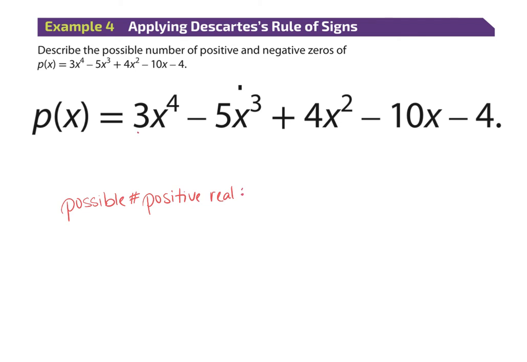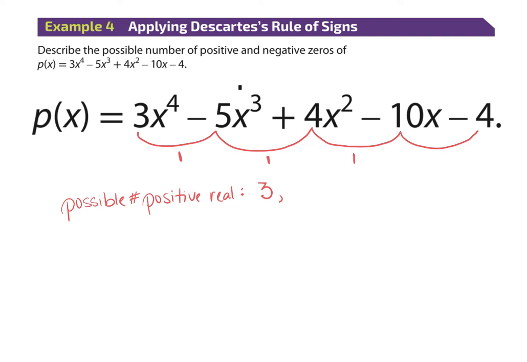3 is positive, negative 5. So that is one sign change. All right, then it goes from negative 5 to positive 4. That is another sign change. Then it goes from positive 4 to negative 10. That is another sign change. Negative 10 to negative 4 did not change signs, so I don't count that. So the total possible real is 3, or I go down by 2, 3 or 1.